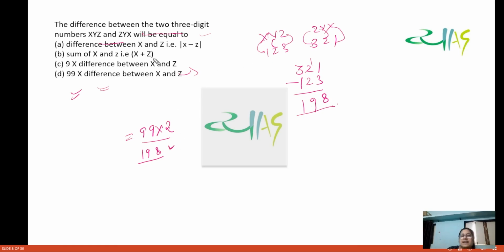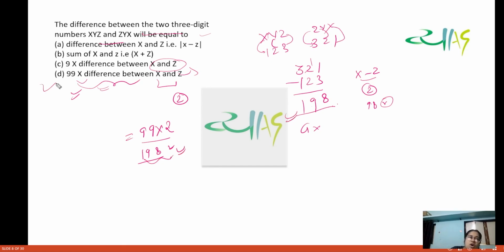ओके, देखिए डेफिनेटली ये 9 के डिफरेंस के बराबर तो नहीं लग रहा. 9 इंटू एक्स, एक्स एंड जेड, तो x माइनस जेड करेंगे आपका क्या आया 2. ओके, तो 9 इंटू टू तो 18 हो जाता है तो डेफिनेटली उसके बराबर नहीं है. लेकिन x माइनस जेड करेंगे तो आपका 2 आया तो उसको 99 से मल्टीप्लाई करेंगे तो ये जो नंबर बनेगा इसके इतने के बराबर तो आ गया उसका डिफरेंस.